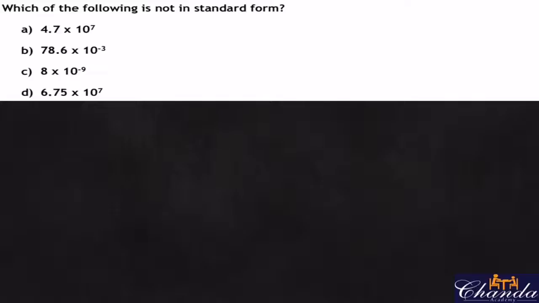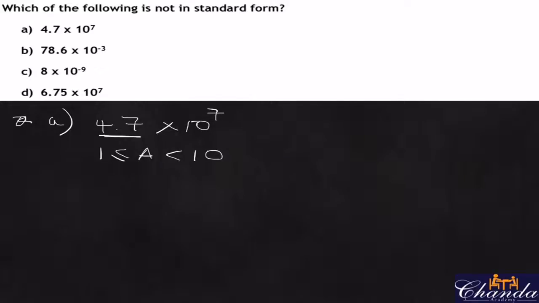Okay, so this question says, which of the following is not in standard form? Okay, so let's have a look. We have A as 4.7 times 10 to the power of 7. Now, this number, as we can see, does in fact fall into this particular range here. So A does in fact fall within the 1 to 10 range. Okay, so it's between those two numbers. That means that 4.7 times 10 to the power of 7 is in standard form. So that should be a yes.